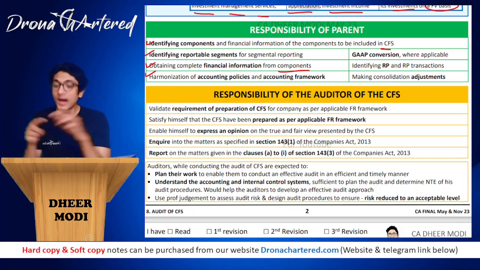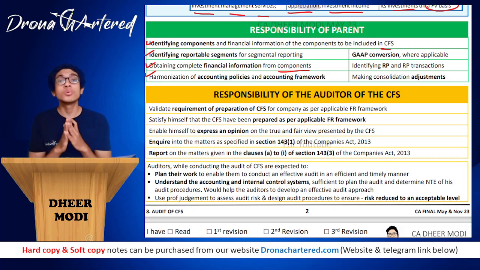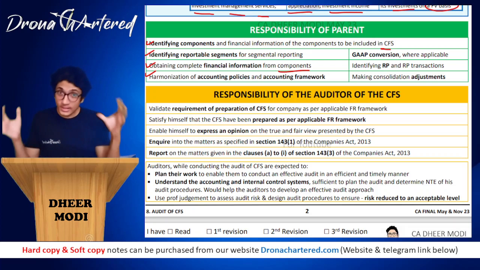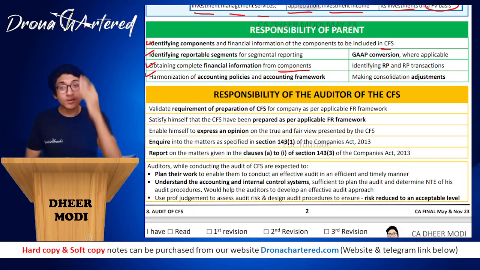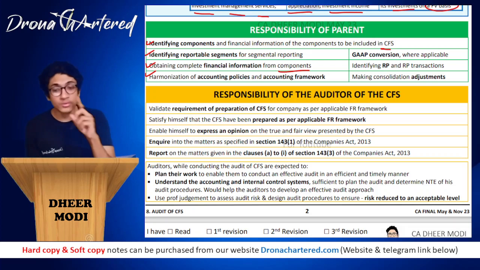Therefore, you will have to harmonize both these financial statements into a single accounting policy and accounting framework, so that the consolidated financial statements have only one policy and one accounting framework. That is what they mean by harmonizing. Next is any GAAP conversions where applicable. These are needed when different GAAPs are being followed. Whenever you have to convert, you have to check that it is done properly.